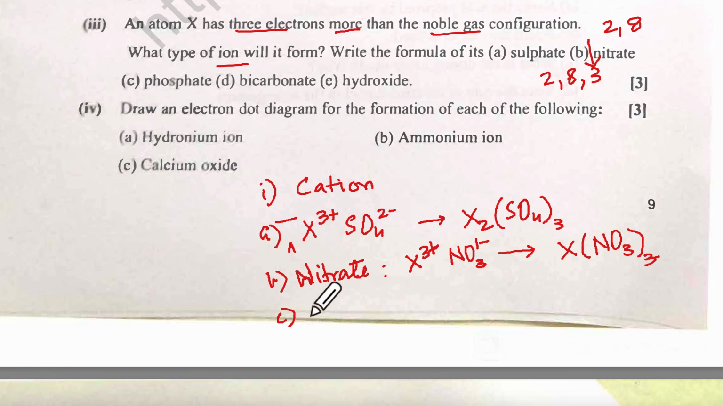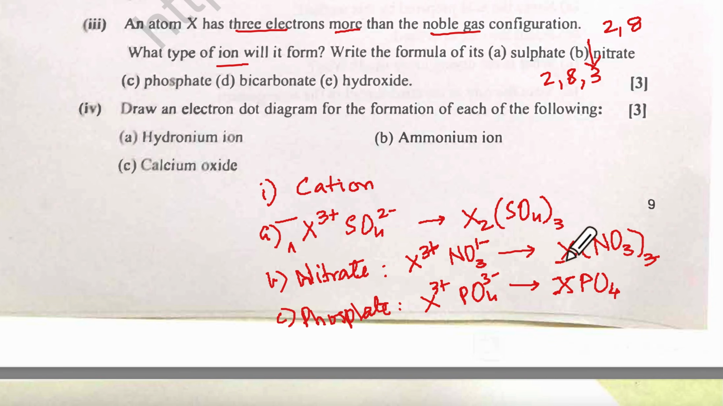What is C? Phosphate. For the phosphate, X will be 3 plus and PO4 will be 3 minus. Very good. Crisscross and what do you get? XPO4. If possible, make your X like this, so it doesn't look wrong.